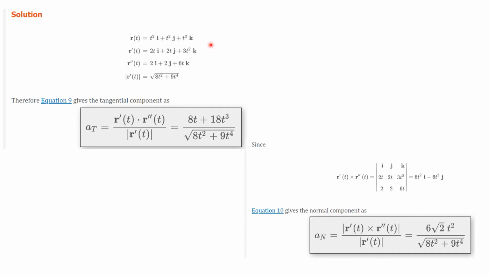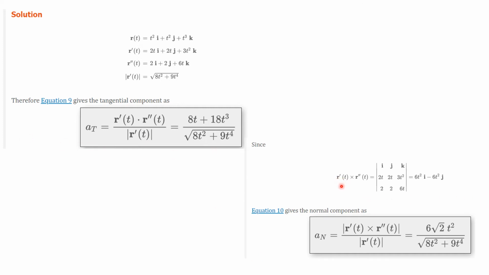Okay, so here we're taking the first and second derivative and taking the magnitude. You should verify these calculations. Then for a sub t, we use this equation. We take the dot product of this one with this one, and simplifying, we get this. I'm dividing by the magnitude of r prime, which is this. So that is a sub t.